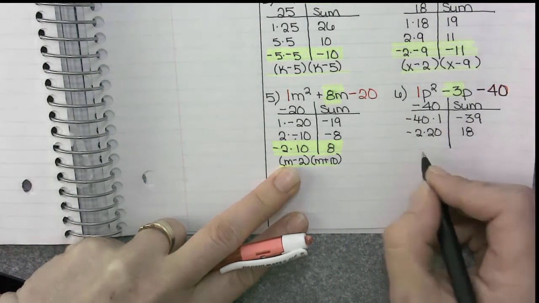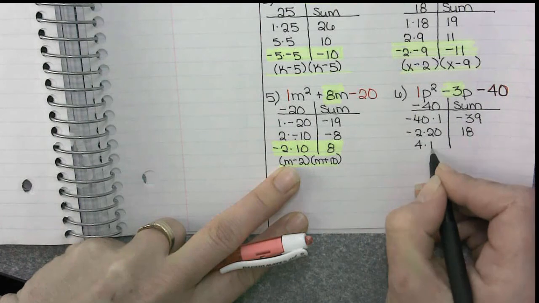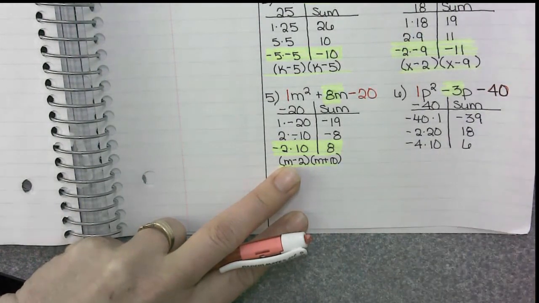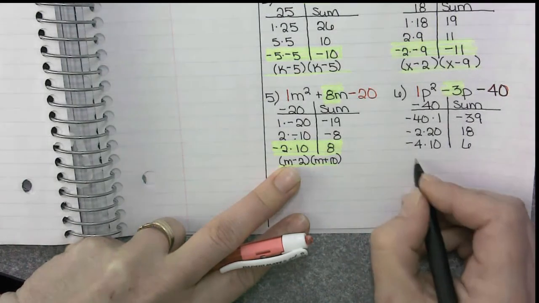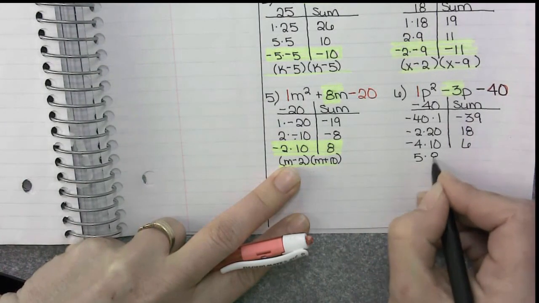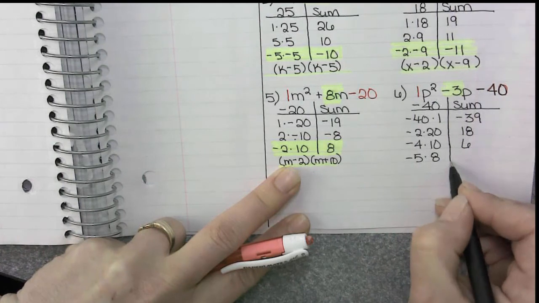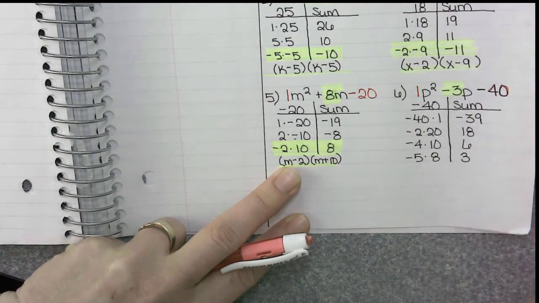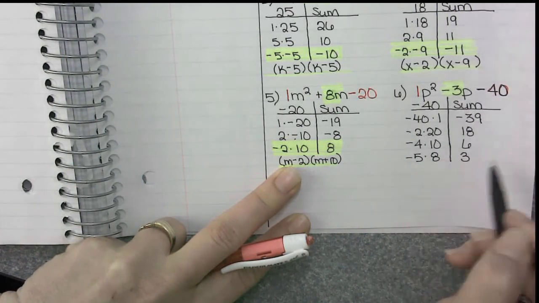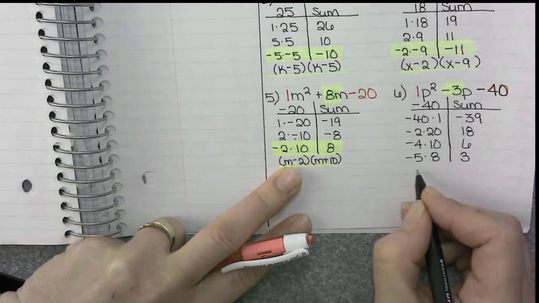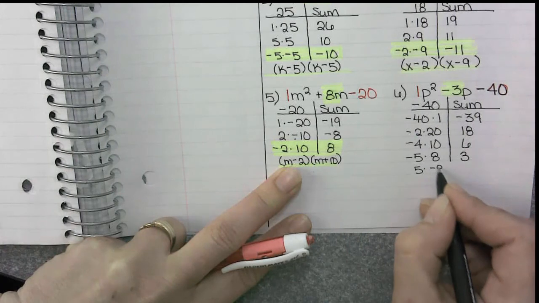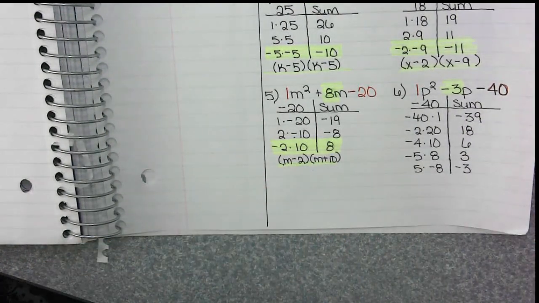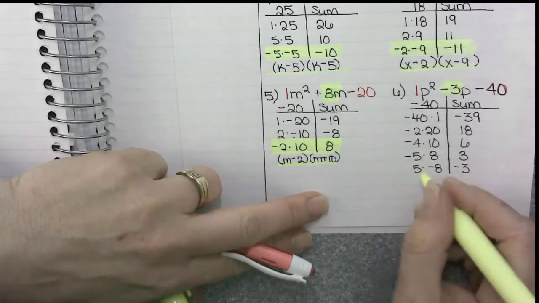Let's look at 4 times 10. If I sum these, I get a 6, which is getting closer. And 5 times 8. If I have negative 5 times 8, I can sum these up to get a positive 3. And so what this tells me, since I need a negative, is that I need to flip the signs. And there's a negative 3. So sometimes it takes us longer to find the factors, and that's fine.